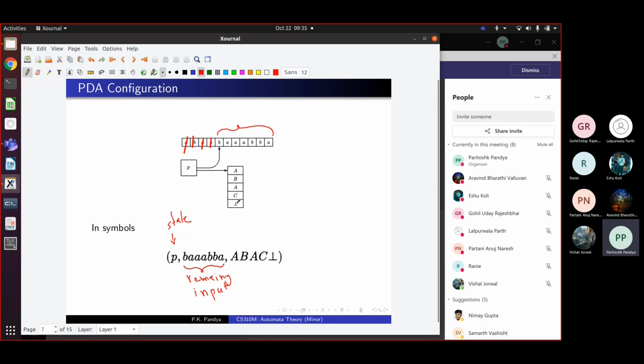So the stack memory has the bottom symbol as the lowest, then there's a C, then there's an A, and at the top there is an A, and we can write this as the following string: A, B, A, C, bottom. So the topmost symbol on the stack comes first. Okay, so this is the stack content. And a configuration in a pushdown automaton always has these three components: the current state, the remaining input to be processed, and the current stack.